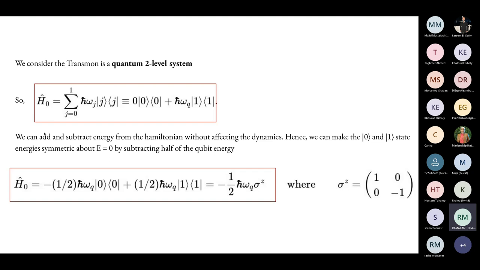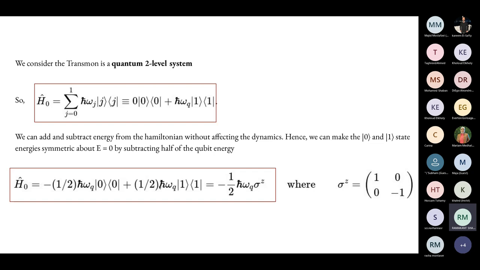So, of course, we can add and subtract energy from the Hamiltonian without affecting the dynamics. It's just a simple adaptation to the expression of the Hamiltonian in order to make it symmetrical. Otherwise, it does not affect anything of the expression of the Hamiltonian. Hence, we can make the 0 and the 1 state energy symmetric about the energy level 0 by subtracting half of the qubit energy. It's just like we subtracted half of the energy from the ground state, and we added half of the energy for the one state.